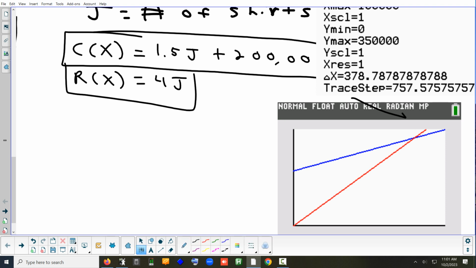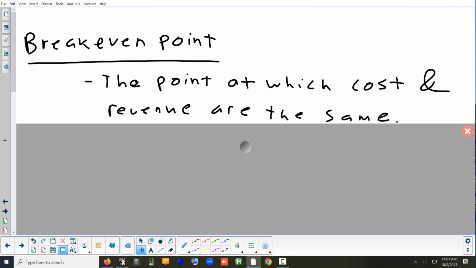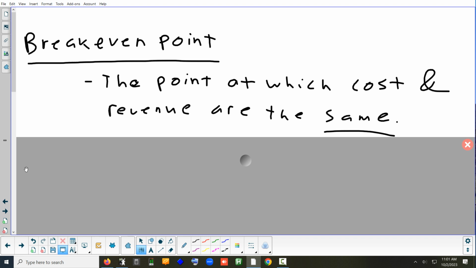Until you get to that point, you're still losing money. When that red line is underneath, you haven't made money yet. And then when you get there, now the money you're making is above what you're spending. So now you're making profit. Okay? So that's called the break-even point. It's the point at which the cost formula and the revenue formula are equal. It's when cost equals revenue.